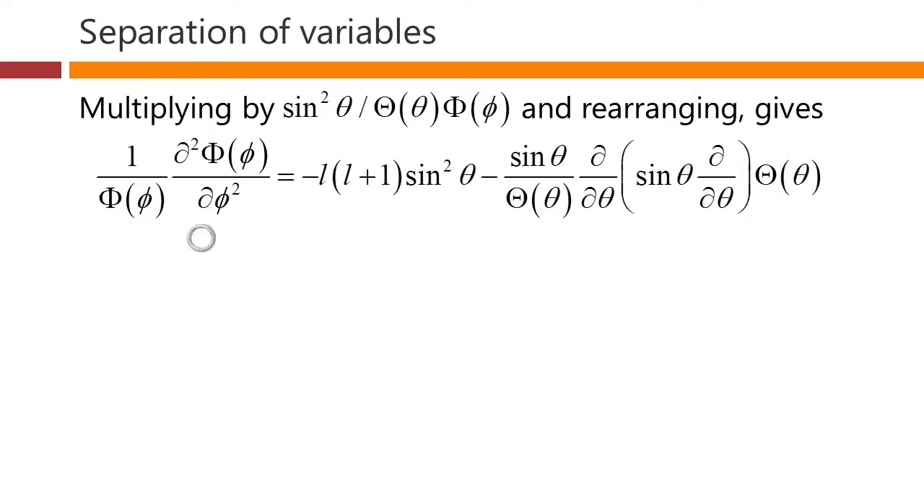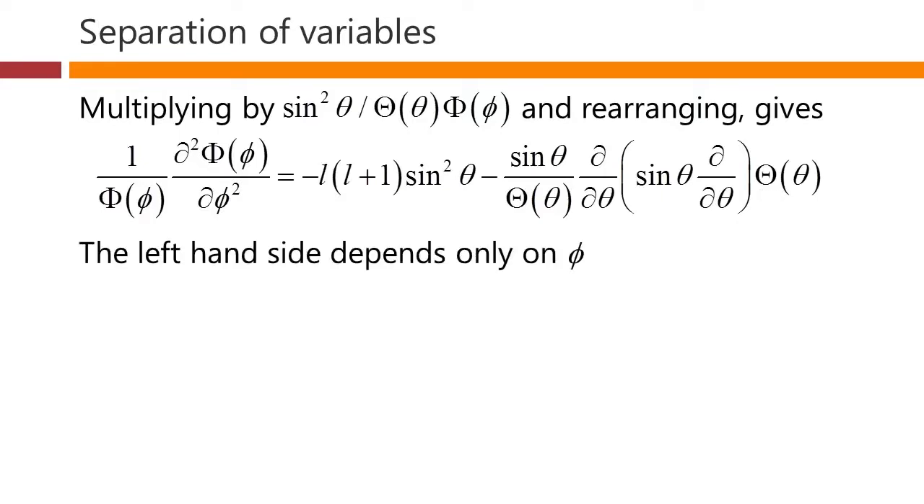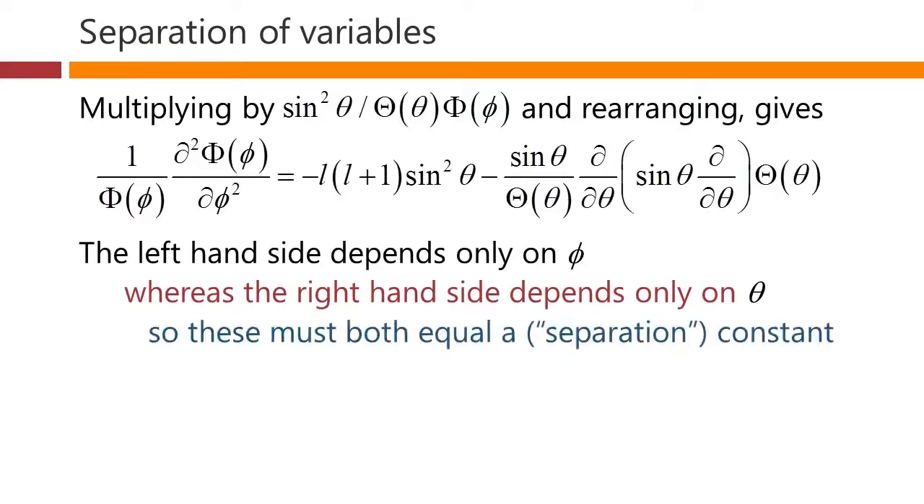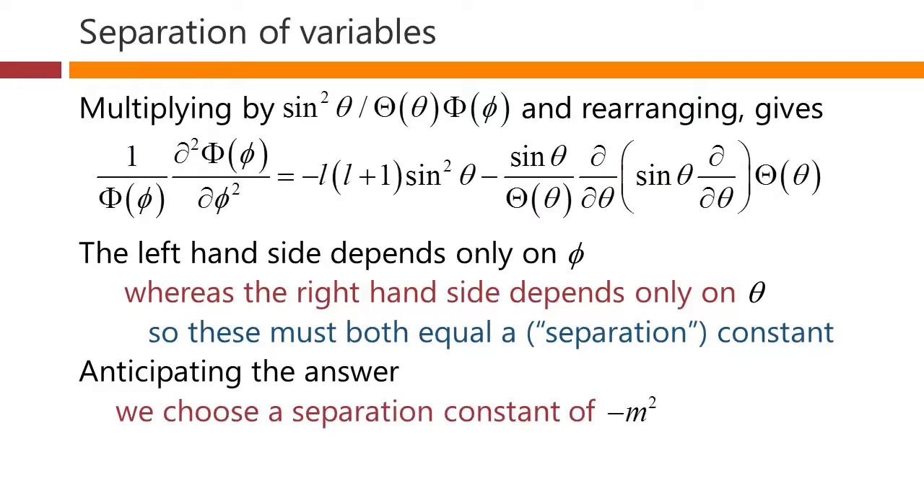So on the left here, we've got something that only depends on phi and is only a function of phi, and on the right we have something that only depends on theta and is only a function of theta. So the idea is, because this only depends on phi and all of this only depends on theta, then they must both be equal to a constant, something we call the separation constant. So anticipating the answer here, we'll choose a way of writing down that separation constant as minus m squared, but at the moment it's really just an arbitrary number. And this m is still to be determined.